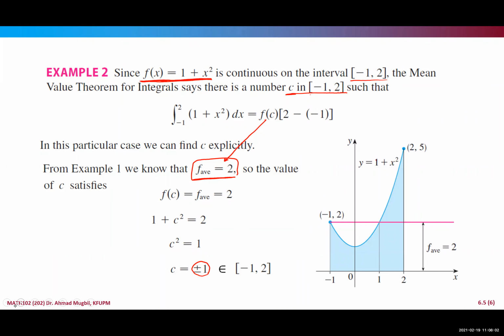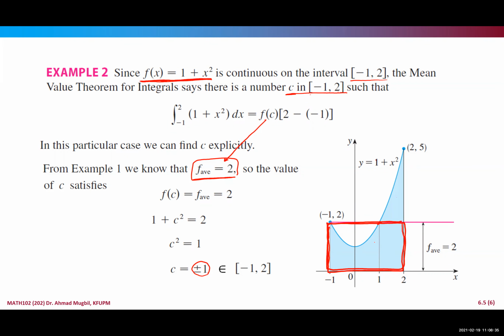Now, if you remember, this was the geometry of this problem. We say that the average value of the function is 2, and we have it at 2 x values. We have it at -1, and we have it at 2. So this is c, -1 and 1 inside this interval. Okay, and again, if you calculate now the area of this rectangle, it will be the same as the area under this graph.